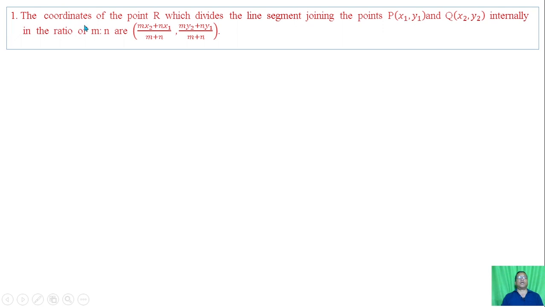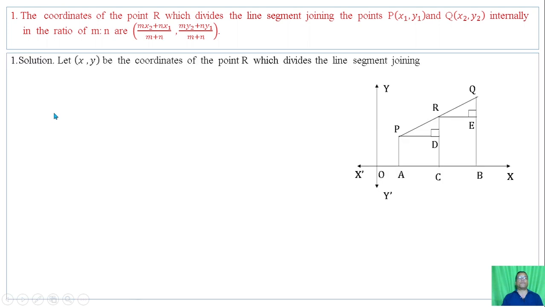1. The coordinates of the point R which divides the line segment joining the points P (x1, y1) and Q (x2, y2) internally in the ratio m:n are R: (mx2 plus nx1) divided by (m plus n), (my2 plus ny1) divided by (m plus n). This formula is known as the section formula for internal division. We have to establish this formula.